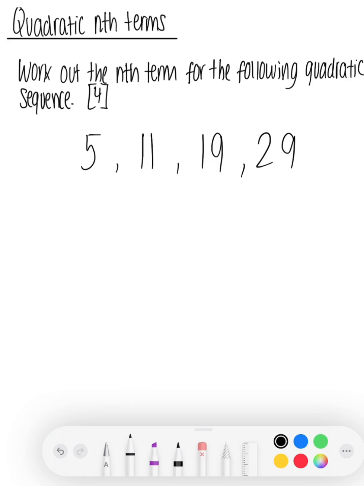For this example question, we are being asked to work out the nth term for the following quadratic sequence. We've been given 4 terms of it, which are 5, 11, 19, and 29. The first step we're going to take is just like we would with a linear nth term sequence, which is finding the common difference. Between these terms, if it's quadratic, it will be non-linear. So the first difference will be 6. The second one will be a difference of 8, and the next one will be a difference of 10.